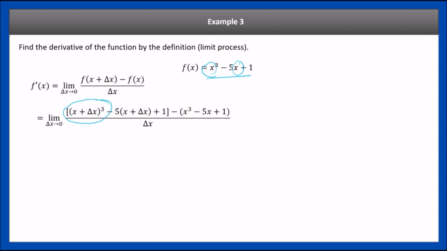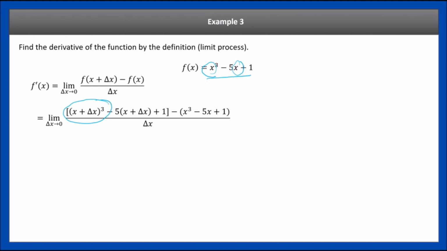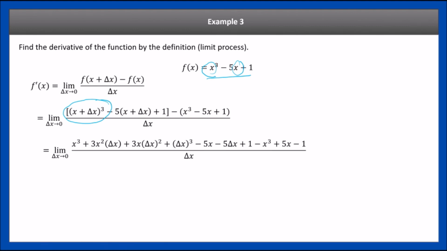We have to expand x plus delta x cubed, which means that we have to do x plus delta x times x plus delta x times x plus delta x. We have to FOIL it, triple FOIL it, I guess you can call it. Three of them. Expand it. You can also use the binomial theorem to expand it, if you're comfortable with that. But in any case, when you expand this, you get this part right here. So take the time to expand that. It takes a little time to get used to, but it's not so bad.